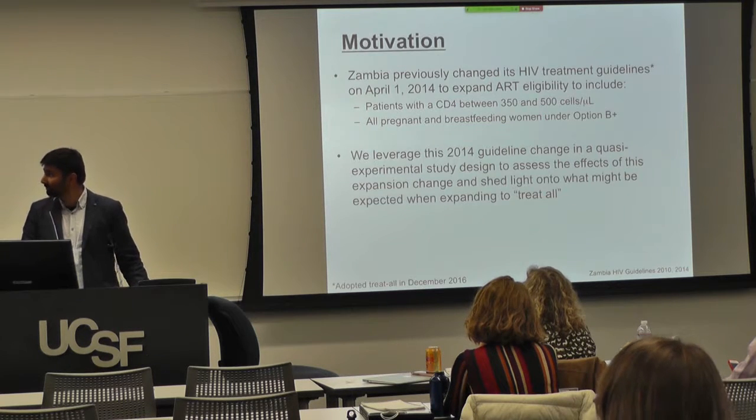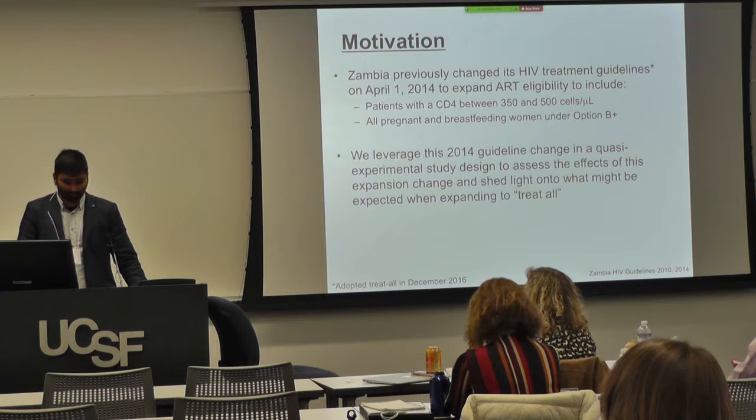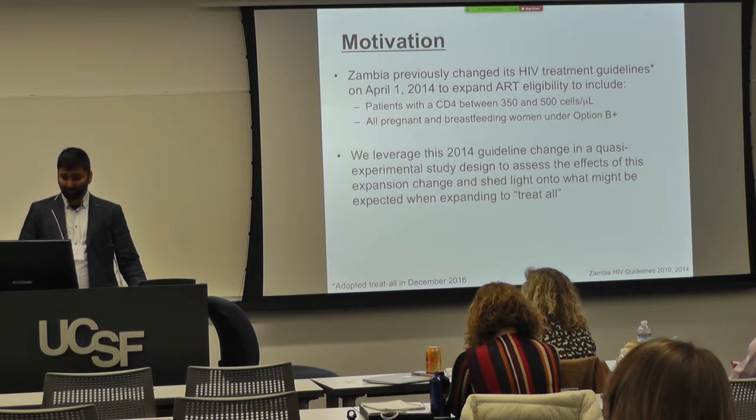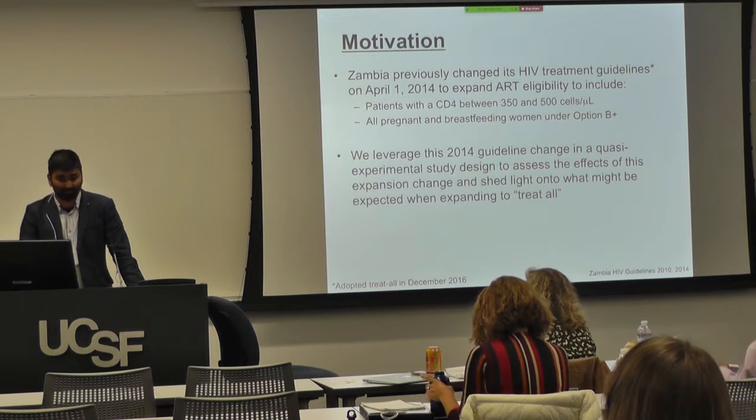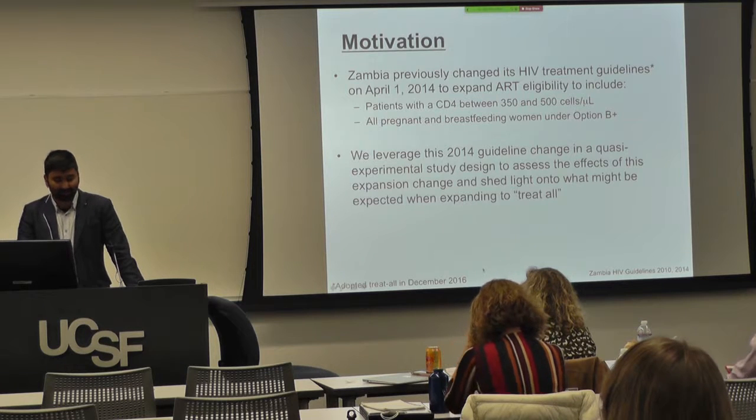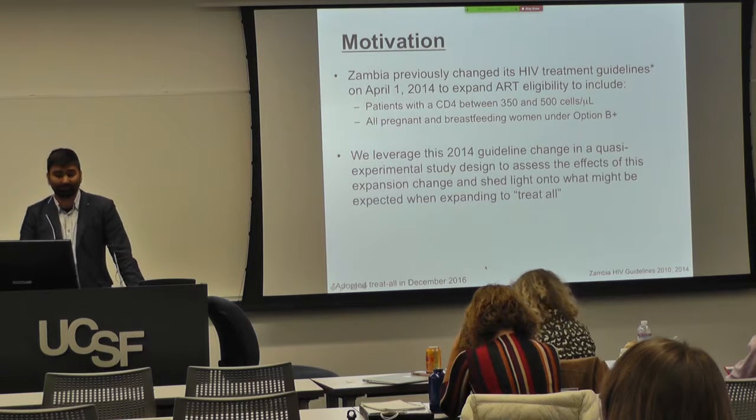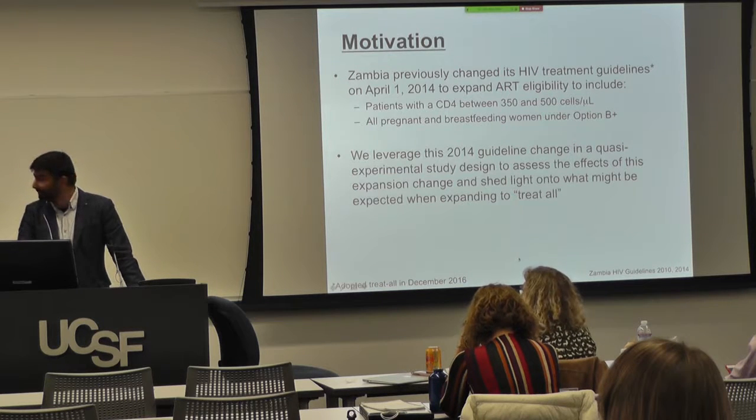So we were presented with one of those situations from some of our work in Zambia. Zambia has now adopted universal treatment, but prior to this, it had changed its HIV treatment guidelines on April 1st, 2014, to expand ART eligibility to include patients with a CD4 between 350 and 500, and also all pregnant and breastfeeding women under Option B+. And we were conducting a study at that time.